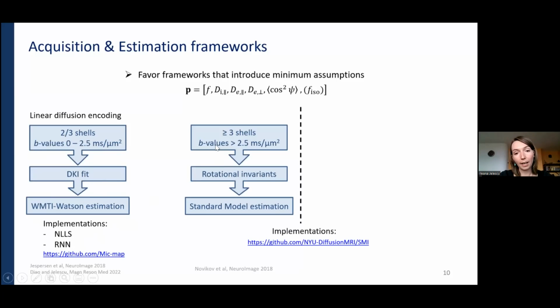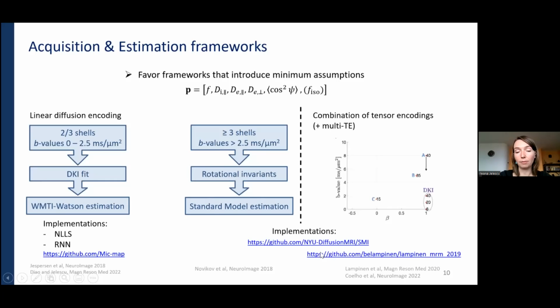Now, if you have more advanced acquisitions, so at least 3 shells, and you go into even higher b values, you can estimate rotational invariants using the framework of Novikov and colleagues, and that leads you to a standard model estimation where you don't have any assumption about the ODF. And there's also an implementation of that available on GitHub.